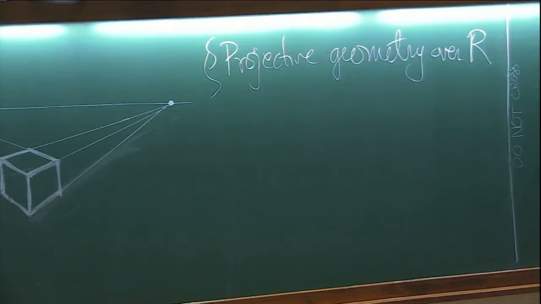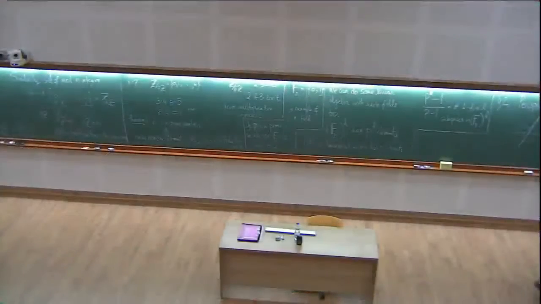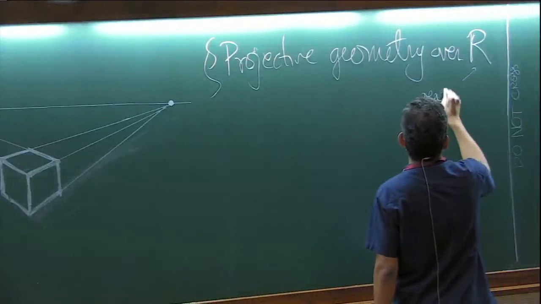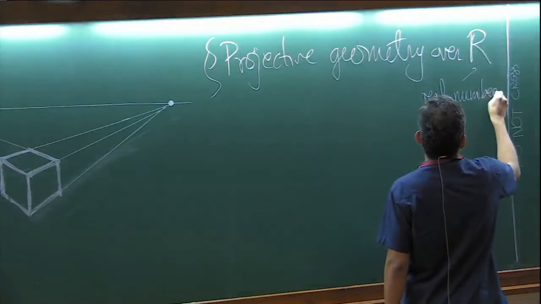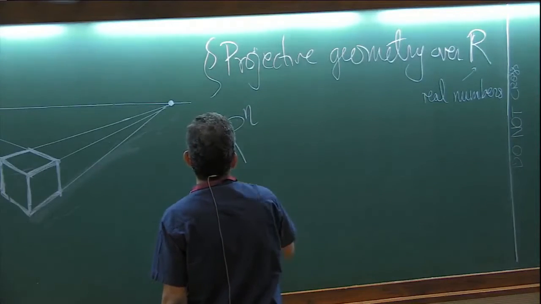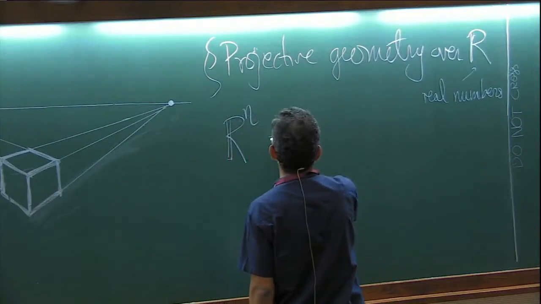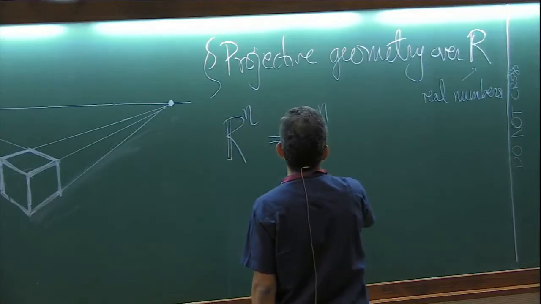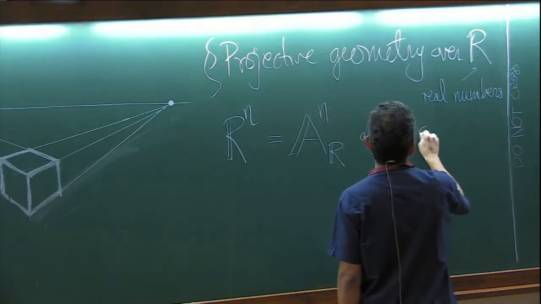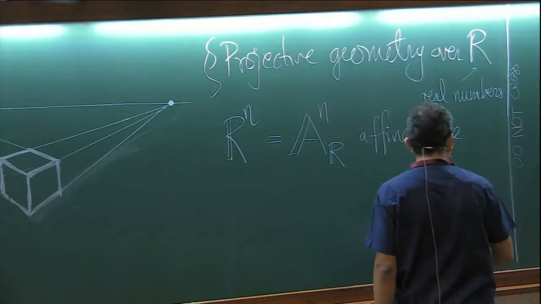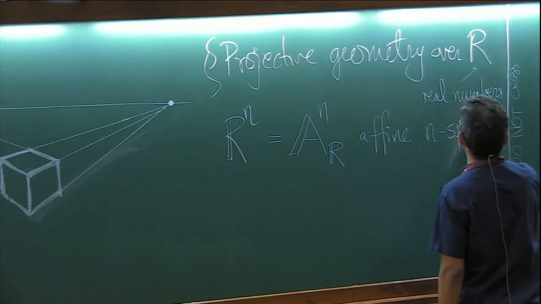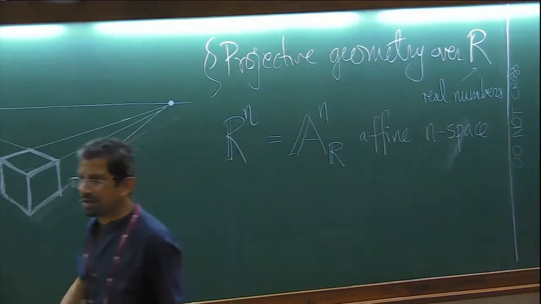To talk about projective geometry, I'll need to introduce some notation, which will be convenient. Here, R is the real numbers, and more generally, R^n I will also sometimes write as A^n(R), and I'll call it affine n-space. This is just terminology. It doesn't mean anything. It's still R^n only, your usual R^n.